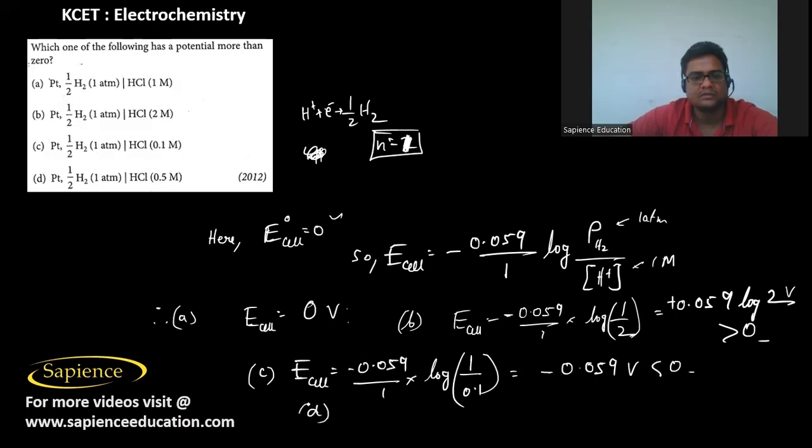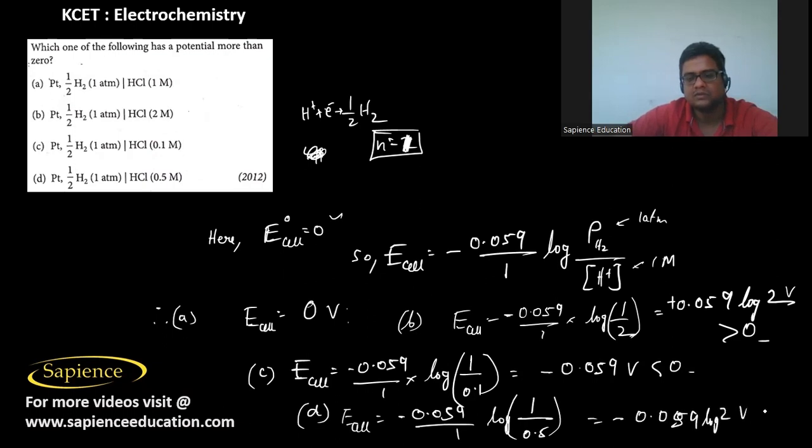And in option D also, E cell will be minus 0.059 by 1 into log of the pressure of H2 is 1 and concentration of HCl is 0.5. So it is also log 2. So it is minus 0.059 into log 2 volts, which is obviously less than 0. So only for option B, the electrode potential is more than 0. So option B is the correct answer.